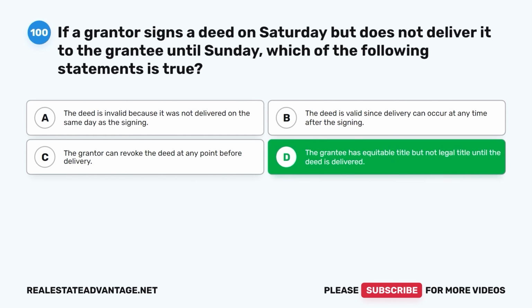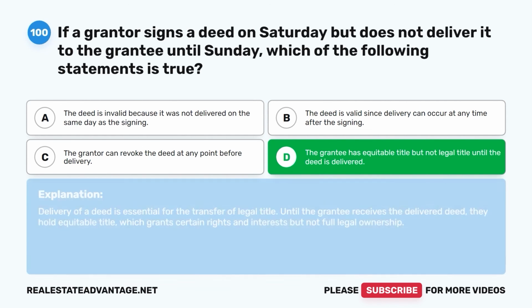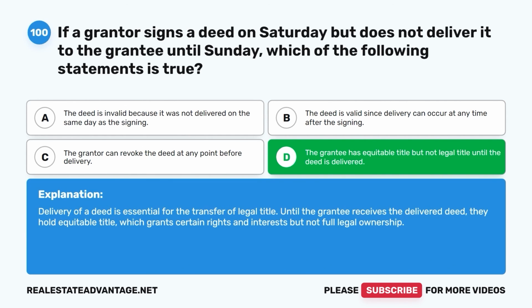The grantee has equitable title, but not legal title until the deed is delivered. Delivery of a deed is essential for the transfer of legal title. Until the grantee receives the delivered deed, they hold equitable title, which grants certain rights and interests, but not full legal ownership.